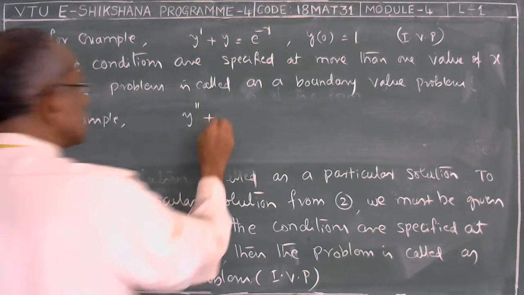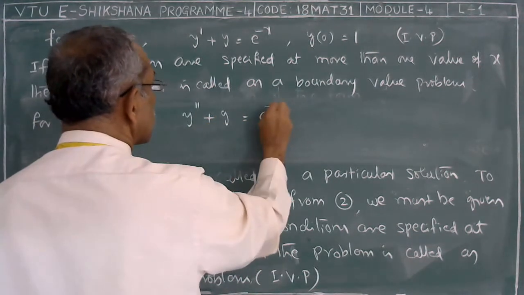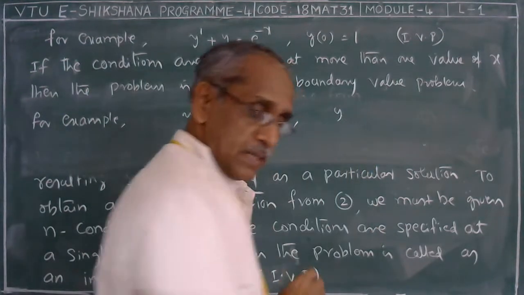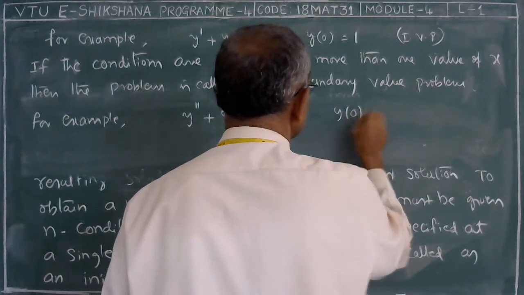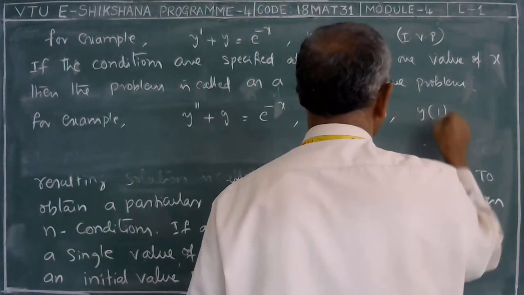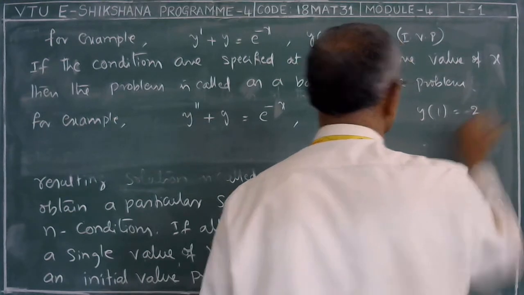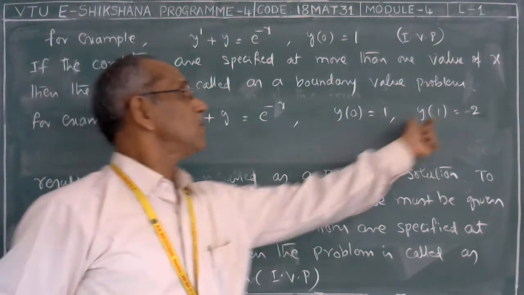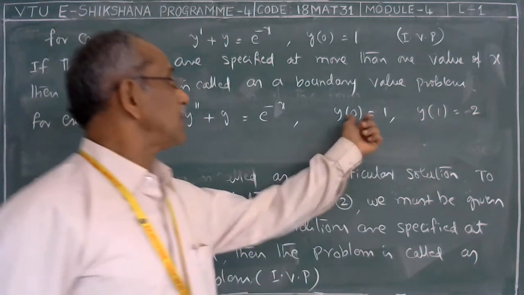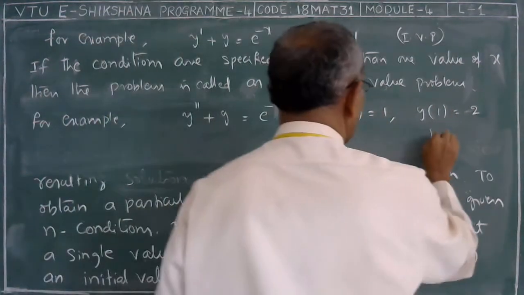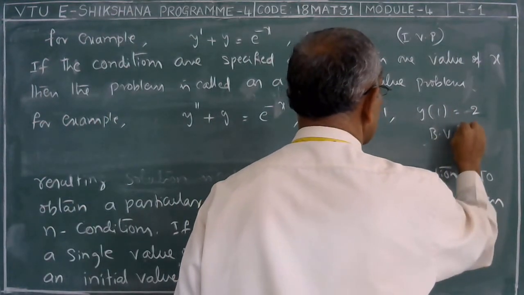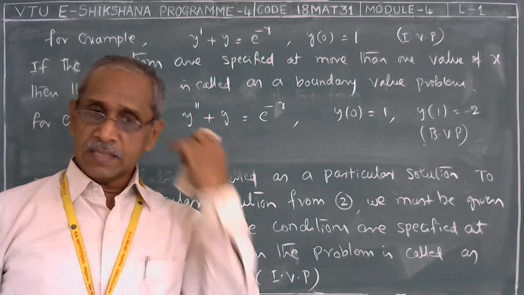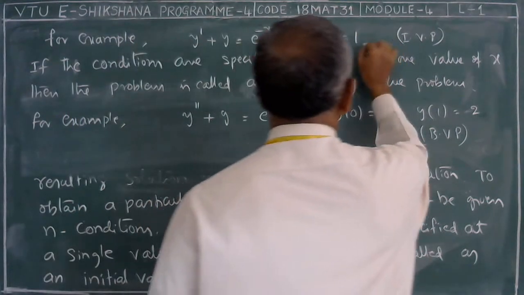For example, y double dash plus y is equal to e power minus x with conditions y of 0 is equal to 1 and y of 1 is equal to 2. That is, y equals 1 at x equal to 0, and y equals 2 at x equal to 1. So the conditions are given at two different values of x. This is an example of a boundary value problem. In your course, you will be solving numerically only the initial value problem.